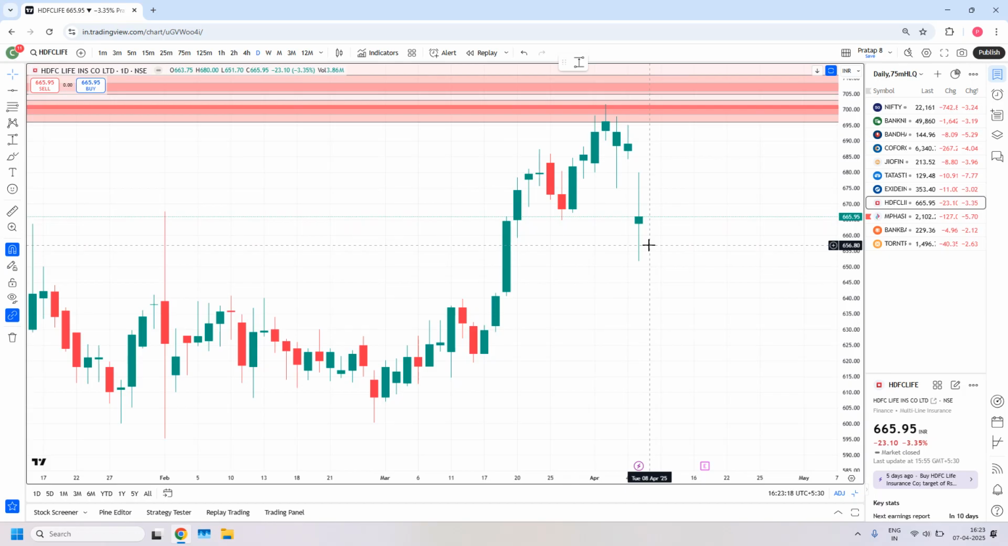This is one of the reasons why the intraday concept has been popular. Why are people going for intraday? Because they don't want to carry these overnight risks. We don't know what is happening overnight. See, today what happened?